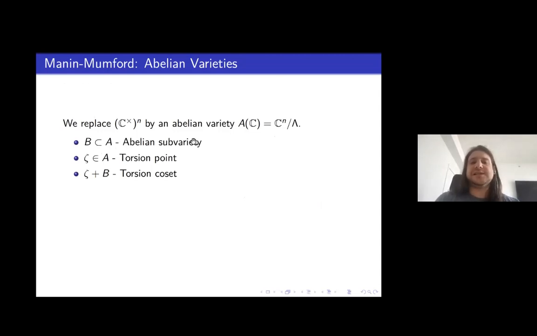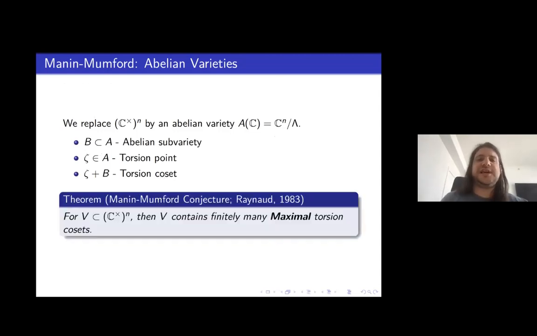You have abelian subvarieties. You have torsion points, so you can translate and get torsion cosets. You can talk about torsion points just the same. And you have the same theorem, actually proven by Raynaud as well, using similar methods, though in a slightly more complicated framework. That if you have, oh, sorry, this is misstated. This is V in A is what it should say. Then V contains finitely many maximal torsion cosets.